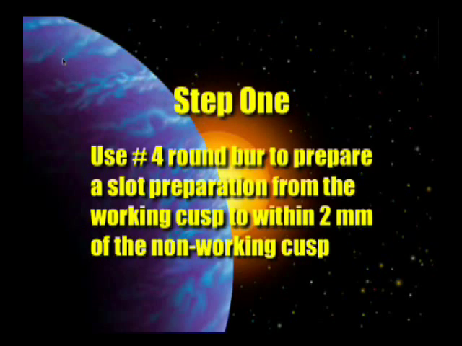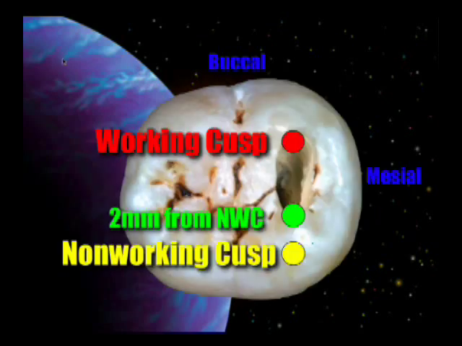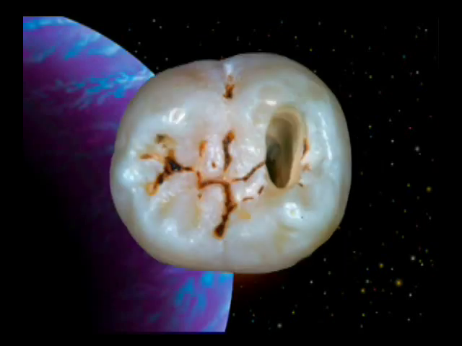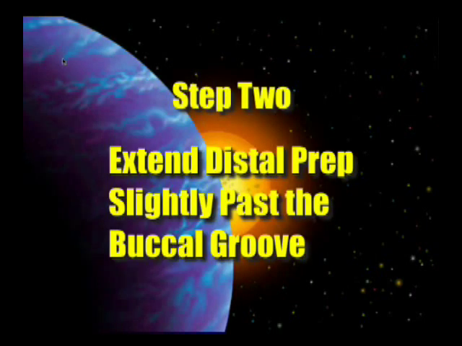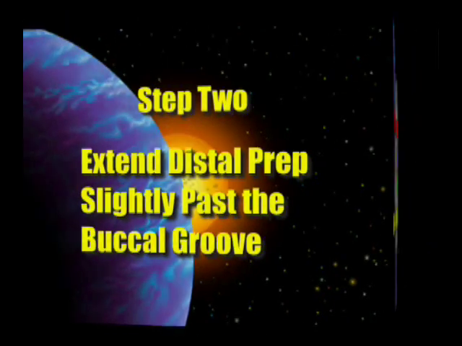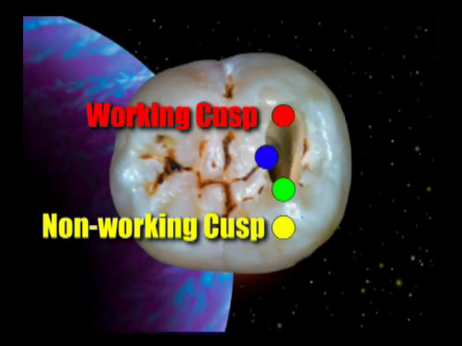So step 1 would be to take our number 4 round burr, prepare the slot to within 2 millimeters of the non-working cusp. And this illustration shows that the working cusp is in red. The non-working cusp is yellow, but we're going to stop 2 millimeters short, and that's what the little green dot is for. Then the next step would be to extend that toward the distal, and we're going to go slightly past the buccal groove. And this illustration shows us the blue part.